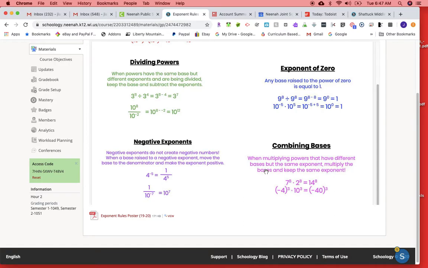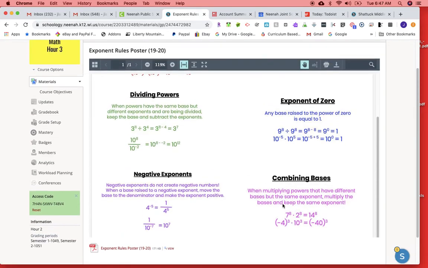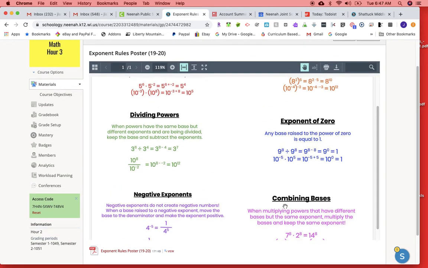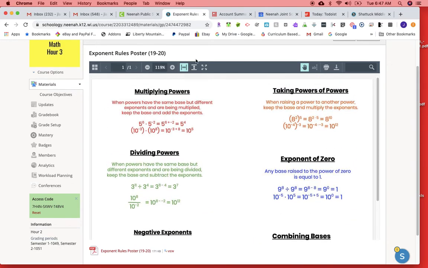And then combining your bases on this one. When you have an example of two bases that are different, but you have the same exponent, in this case we're going to multiply. 7 times 2 is 14, and we keep our exponent. That's that example. So I encourage you to keep this one. It'll be helpful. It also helps to look back at the reviews I sent you.